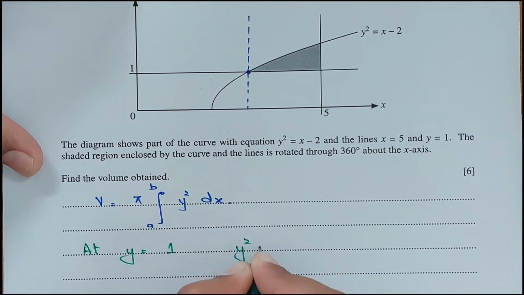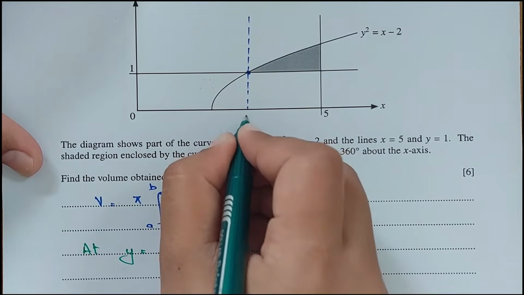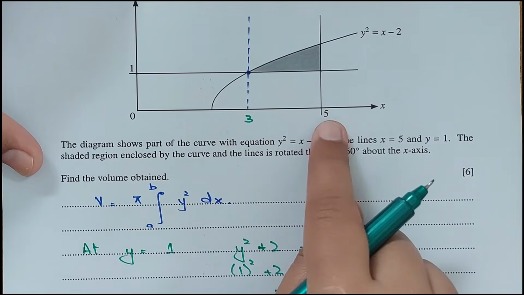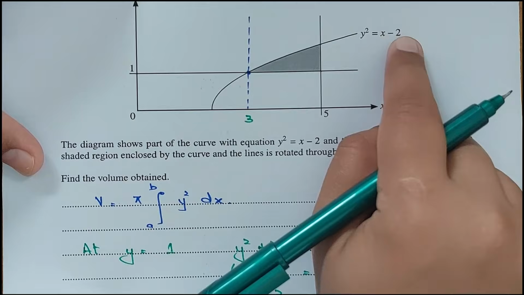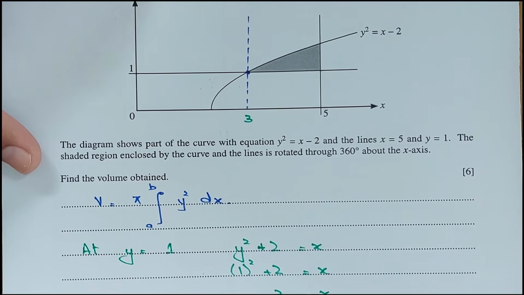y squared plus 2 is equal to x. So 1 squared plus 2 is x, which is equal to 3. So x is 3 over here, right? So the points are between 3 and 5, and y squared, which is x minus 2, with respect to dx, times pi, we will get the volume, right?